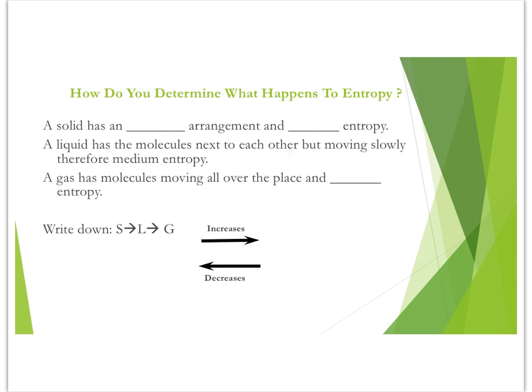So how do you determine, if you're looking at an equation, what happens to entropy? Think about the phases. A solid has an orderly arrangement and low entropy. A liquid has molecules next to each other moving slowly, that would have medium entropy. A gas has molecules moving all over the place and would have high entropy. Okay, so what you should remember here, if you go from solid to liquid to gas, the entropy increases, and it decreases from gas to liquid to solid.